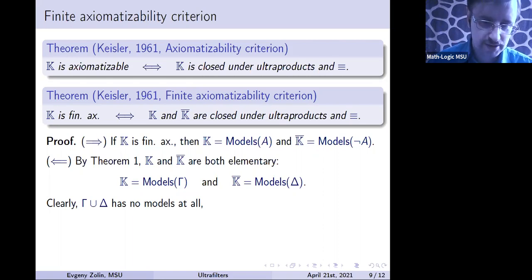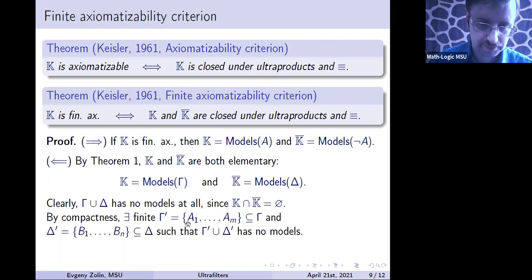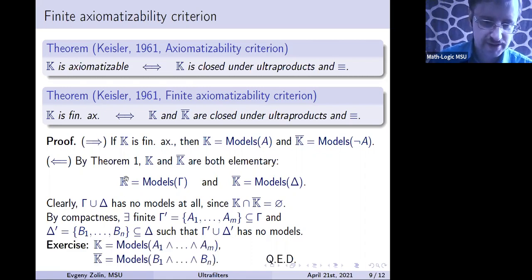So by compactness, by Maltsev's compactness theorem, there are finite subsets gamma prime and delta prime that are not satisfiable. Let us denote gamma prime A1 to AM and delta prime B1 to BN. So they are finite subsets, and their union has no models. Then we claim that the class K is defined exactly by gamma prime, and so by the conjunction of these formulas.